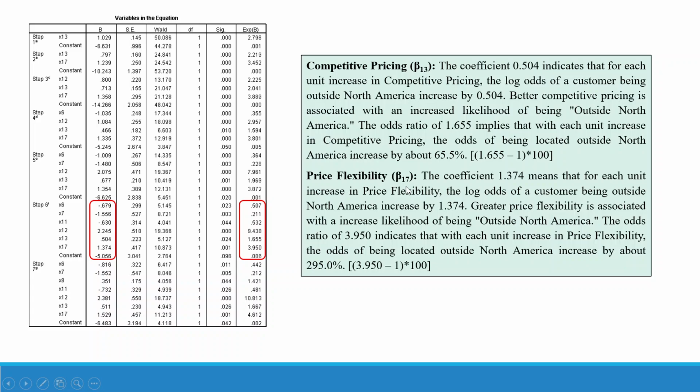Next, price flexibility, 1.374. The coefficient 1.374 means, it is positive, that for each unit increase in price flexibility, the log odds of customer being outside North America increases by 1.374. Greater price flexibility is associated with the increased likelihood of being outside North America. The odds ratio of 3.950 indicates that with each unit in price flexibility, the odds of being located outside North America increases by about 295 percent, which is 3.950 minus 1.